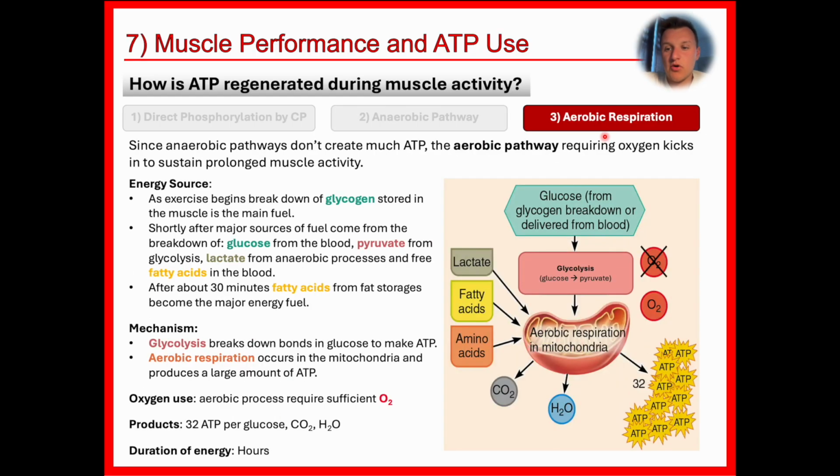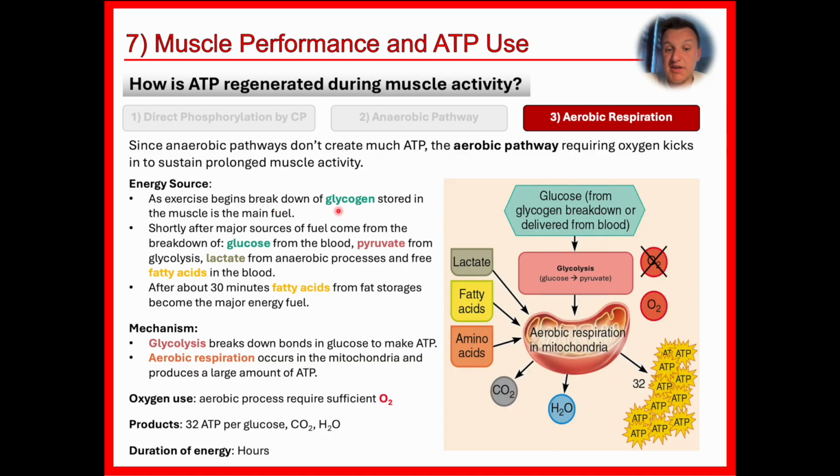Well, this is aerobic respiration. Since anaerobic pathways don't create much ATP, the aerobic pathway requiring oxygen will kick in to sustain very prolonged muscle activity for hours maybe, okay? So what is the energy source for this?